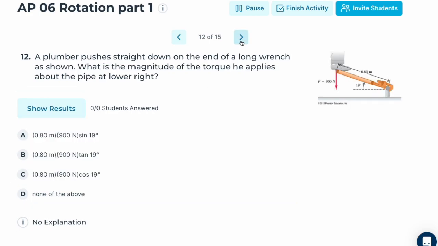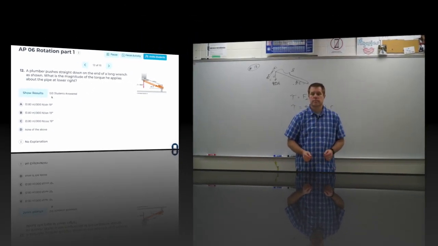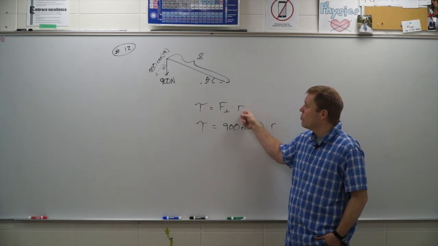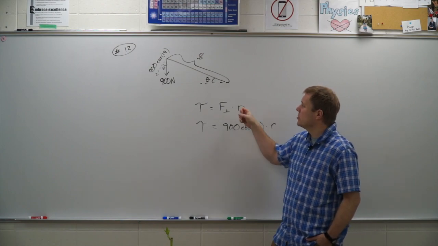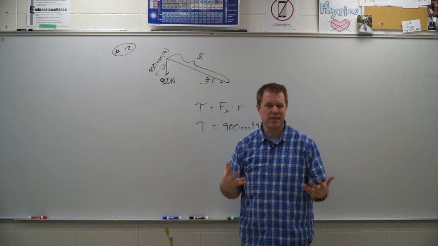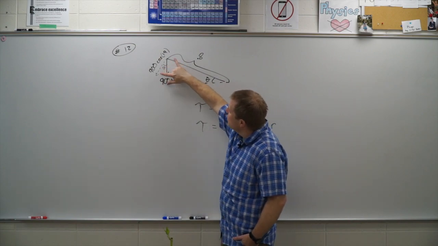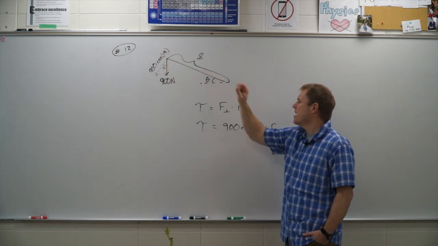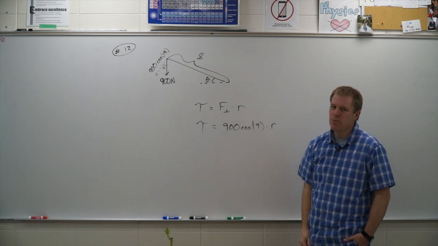Number 12: a plumber pushes straight down on the end of a long wrench as shown. What is the magnitude of the torque he applies about the pipe at the lower end? Let's take a look. To find torque, you need to find the perpendicular component of the force times the radius, or the distance from the axis of rotation at which it's acting. I see that this angle and this angle will be the same. Think about inclined planes when we did those. And so the component that's perpendicular is 900 cosine of 19 times its distance away, 0.8, will give me the torque.